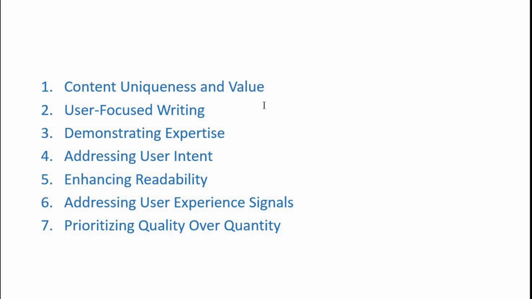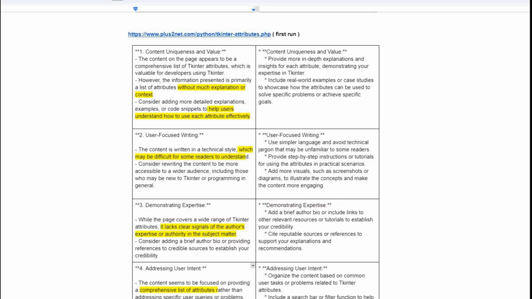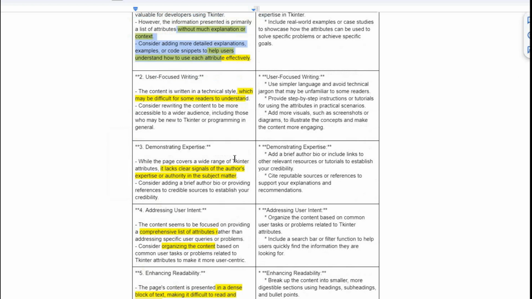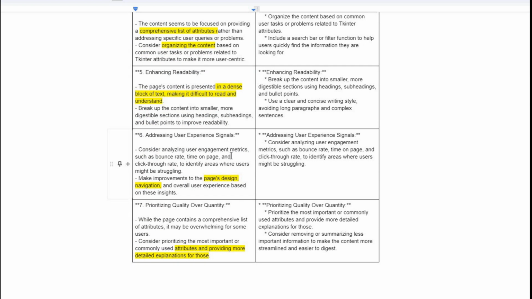So content uniqueness and value, user focused writing, demonstrating expertise, addressing user intent, enhancing readability, addressing user experience signals, prioritizing quality over quantity. These suggestion points are kept on the left hand side and all the actionable points were marked also, and then we started working on that particular page.